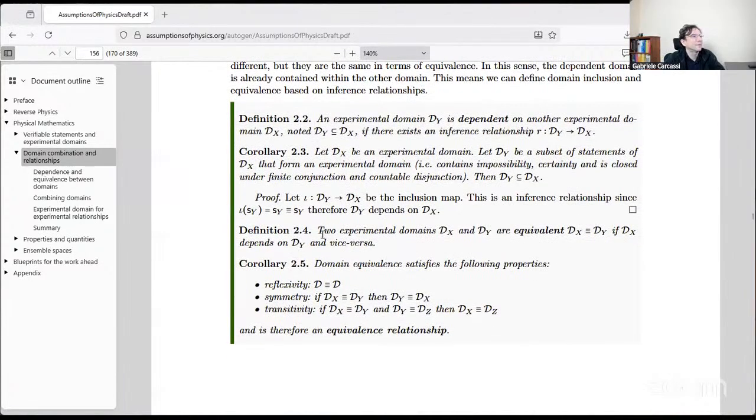Equivalence. Definition: two experimental domains, dx and dy, are equivalent, denoted dx equivalent to dy, if dx depends on dy and dy depends on dx. As a corollary, domain equivalence satisfies the following properties. It's reflexive, symmetric, and transitive, and therefore is an equivalence relationship.